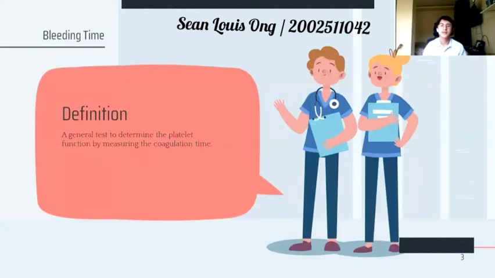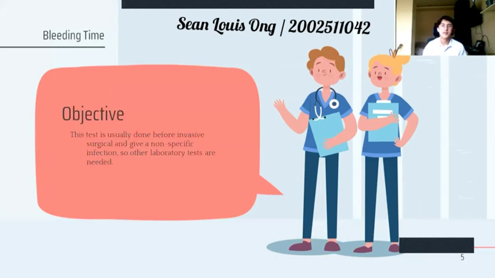Bleeding time is a general test to determine the platelet function by measuring the coagulation time inside the body. And the basic theory of this test is to see the length of blood clot from the incision, or when the incision starts bleeding, until the termination, or the blood stops.